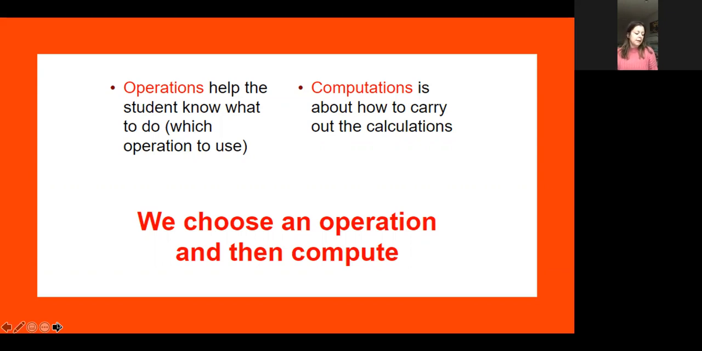And I said, okay, so when we add, what would you do with the two models that you've just built of these two numbers? And she wasn't sure what to do. I had to prompt her to push the two quantities together to figure out that when we're adding, we're combining the two, or moving the two together and figuring out how much all together.